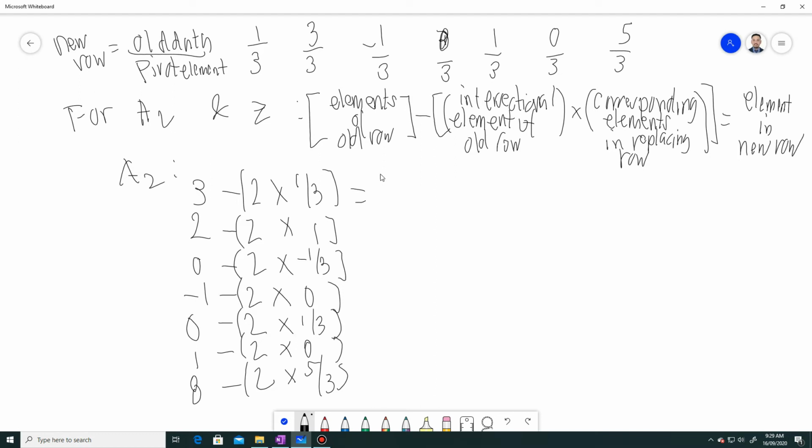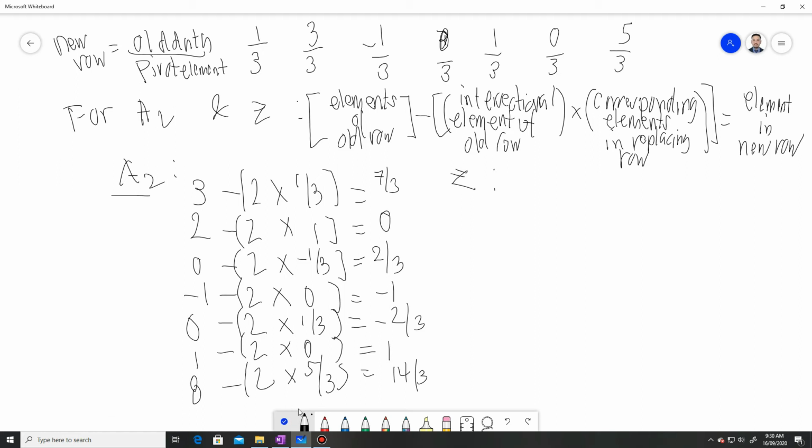Here we have 7/3. This is 0, 2 minus 2. This is 2/3. This is negative 1. This is negative 2/3. This is 1. This is 14/3. Okay, that is for the new a sub 2. Now we will do this procedure also to the new z.